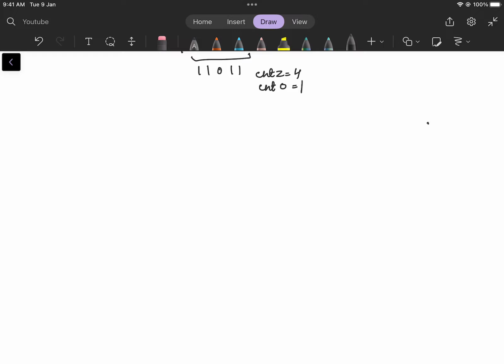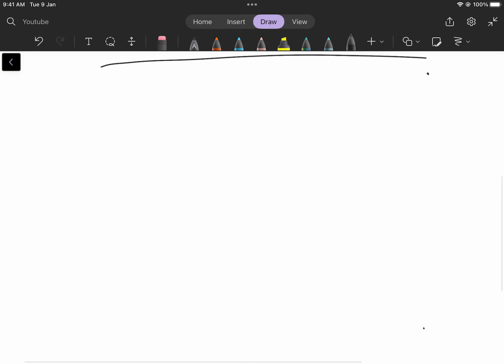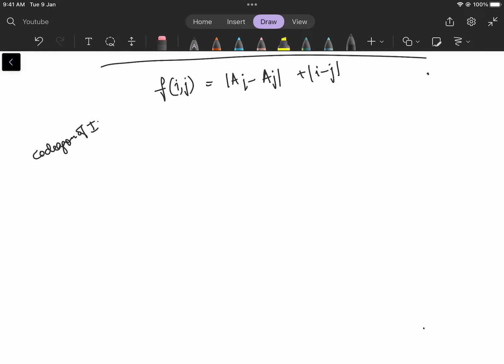So the question was, given an array, you need to find 2 indexes. This is the question, and it was asked in Codegon of InterviewBit. It was not considered tough but a medium question.